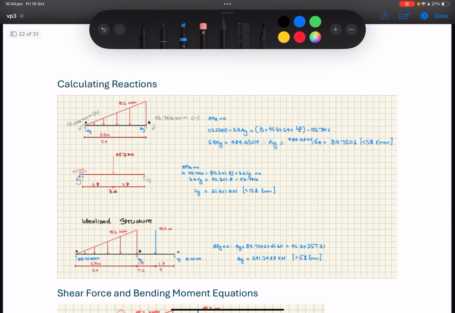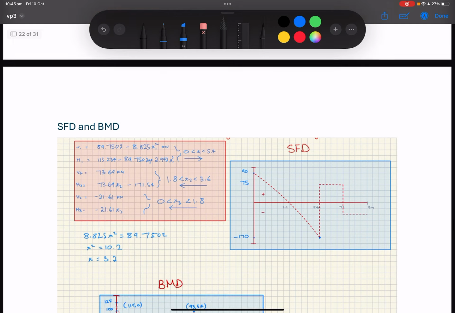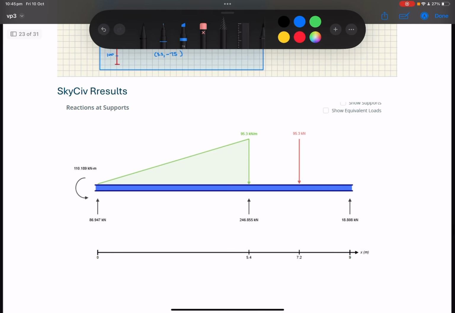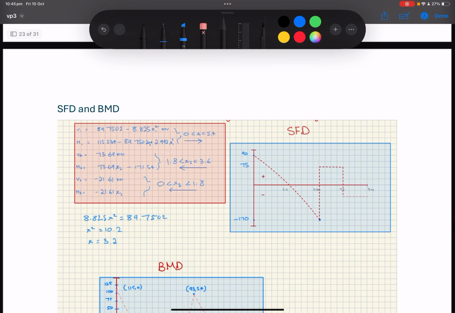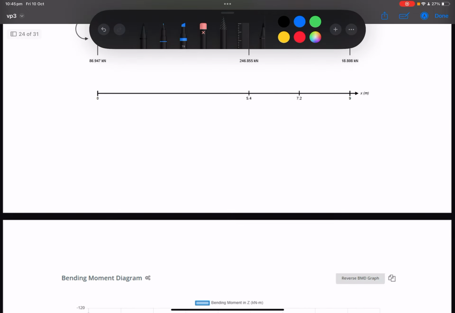And so after that, we calculate the reactions again from sections of A to B, B to C, and C to D. A to B and B to C. Less than 15% error for CY, less than 5% error for AY, and less than 5% error for BY. And yeah, compared to SkyCiv results, very, very similar. For the shear force and bending moment diagrams, likewise.